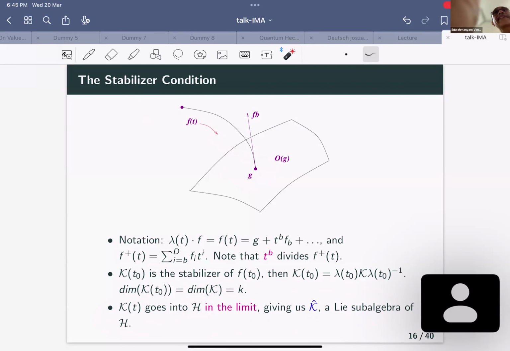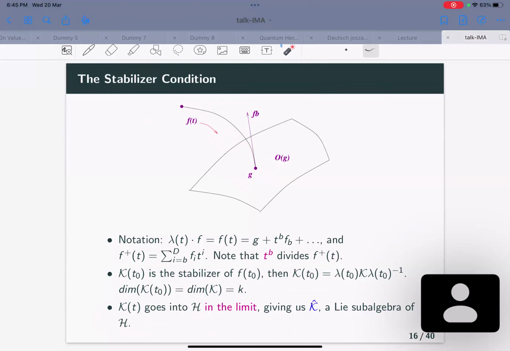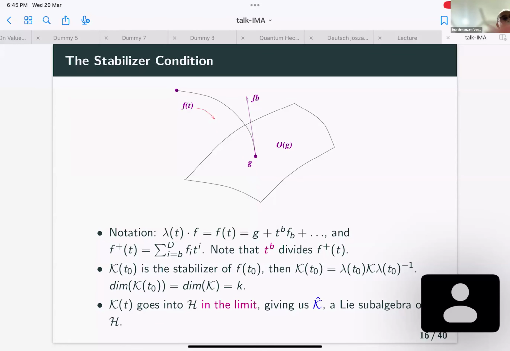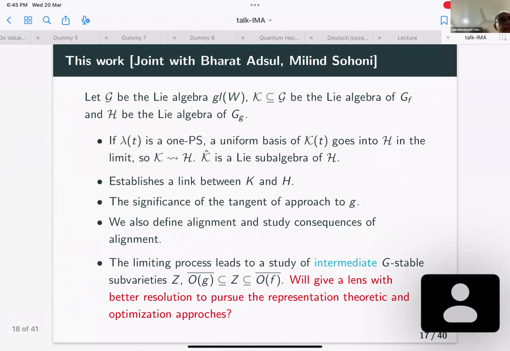Is this clear? Are there questions on this? We want to understand how this Lie algebra... Yes, clear. Thank you. Okay. How this deforms into the Lie algebra inside this.